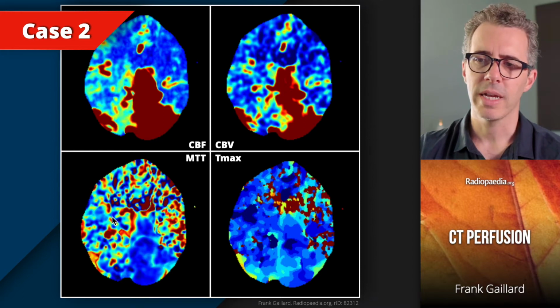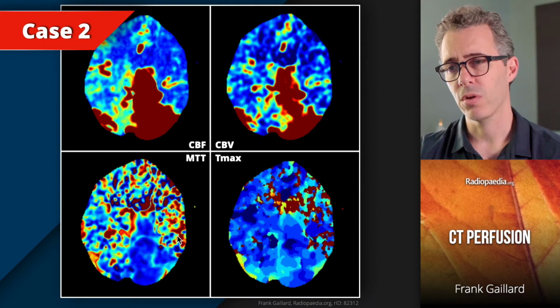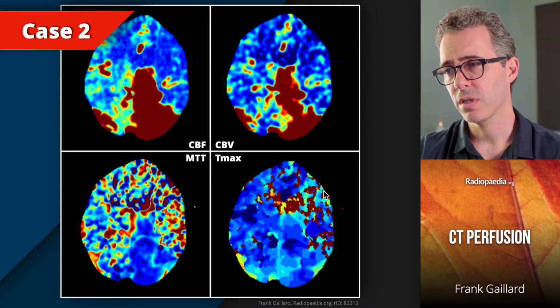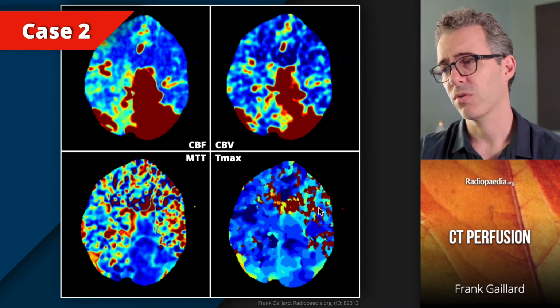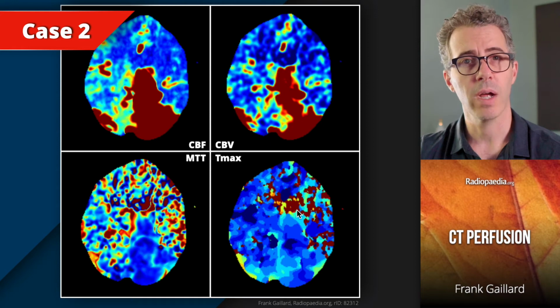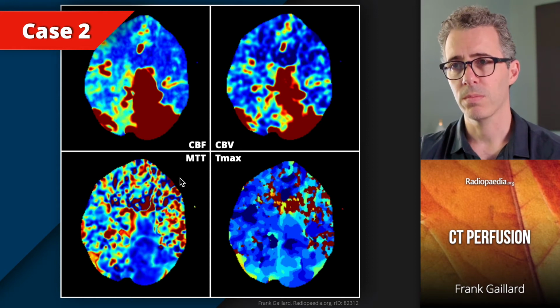When we look at mean transit time, it appears that a large part of the brain has quite prolonged transit. And similarly on Tmax, particularly here on the left, in the middle cerebral artery territory, and perhaps in both anterior cerebral artery territories, there are areas of really quite marked prolongation, whereas the posterior fossa appears normal.